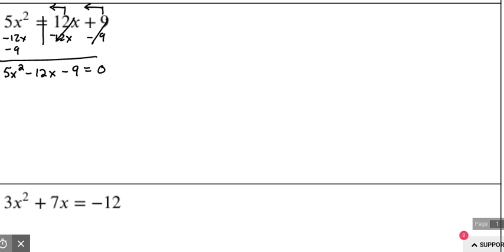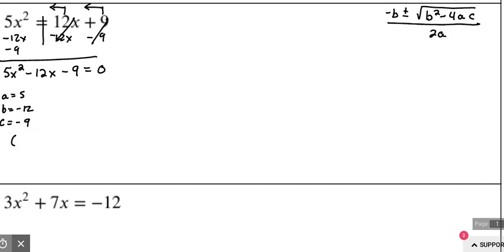So I'm going to start my quadratic formula. Negative b plus or minus the square root of b squared minus 4ac all over 2a. Let's do the discriminant part first. Let's get our a, b, and c. A is 5, b is negative 12, and c is negative 9. So for my discriminant, I have the inside part here, the b squared minus 4ac. So I have negative 12 squared minus 4 times 5 times negative 9, plugging in my b here, my a here, my c here.